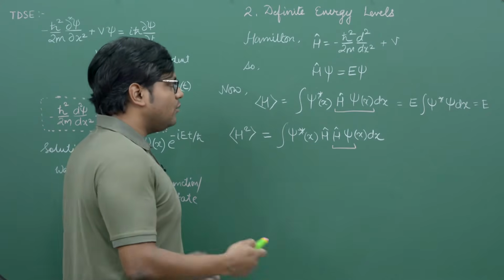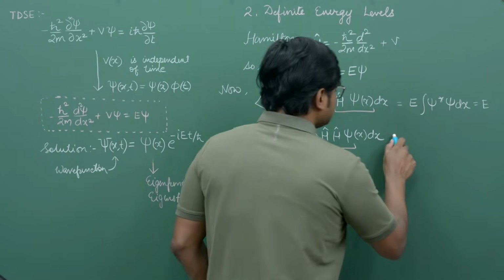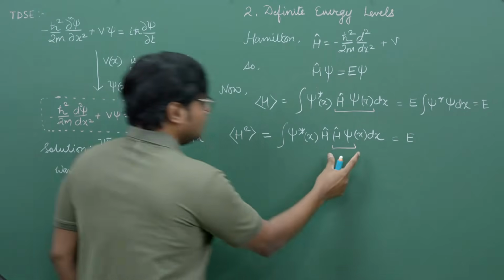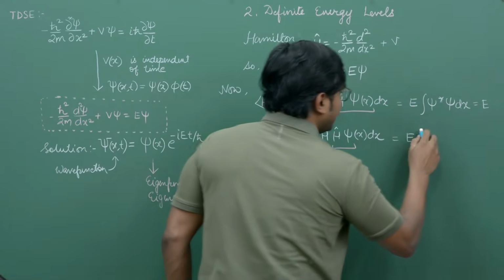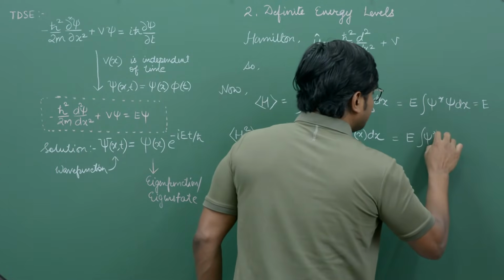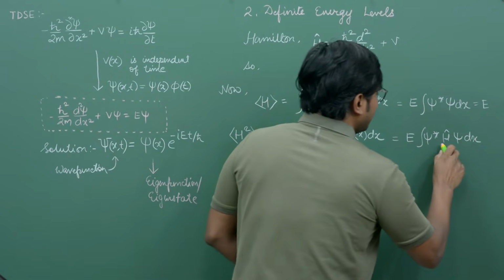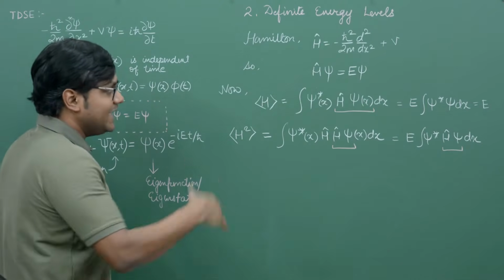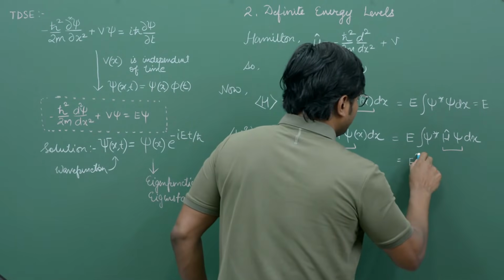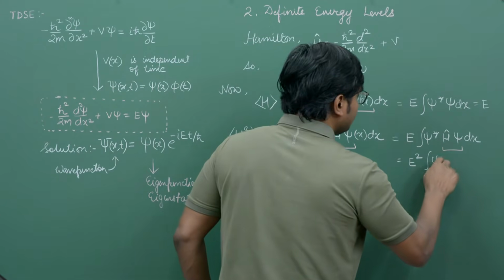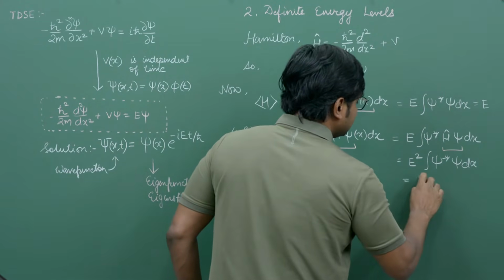But what happens when you operate it twice? I apply it first, I get E psi, I take E out of the integration, and I end up with the integral of psi star H cap psi dx. Now again the Hamiltonian is acting on the psi, I again get E psi, so I take the E out and I end up getting E squared times the integral of psi star psi dx. Because psi is normalized, this is nothing but E squared.